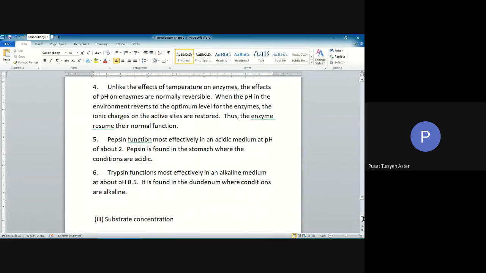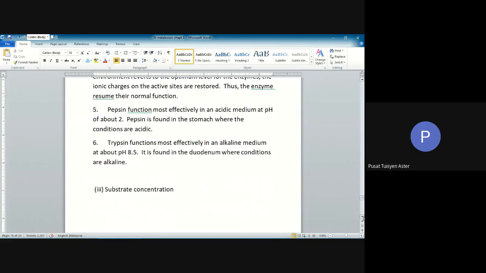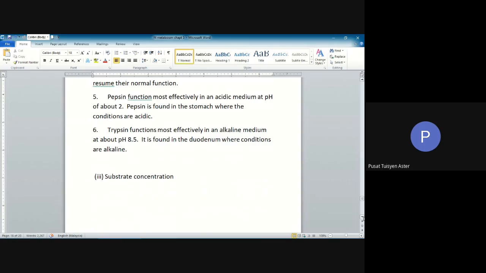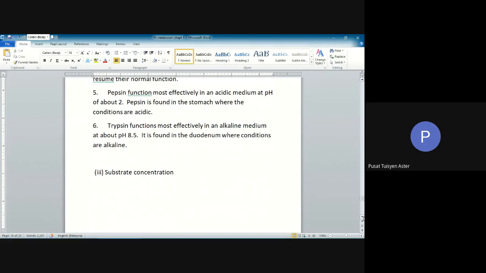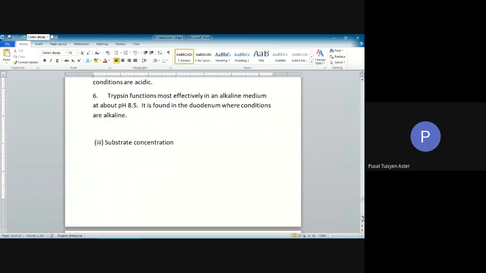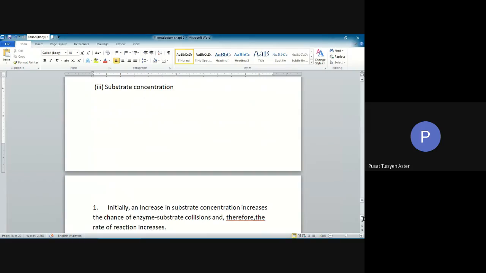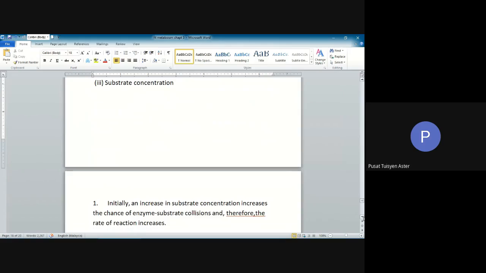Now, pepsin function most effectively in acidic medium at pH about 2. So this is sangat acidic. Pepsin is found in the stomach where the conditions are acidic. Trypsin pula function dia most effective in the alkaline medium at about pH 8.5. It is found in the duodenum where the conditions are alkaline. Dua-dua dijumpa di tempat yang acidic. Your stomach, so your duodenum, where breaking down food molecules, you need a pH acidic and the enzymes are optimum at that location. Okay, now substrate concentration.